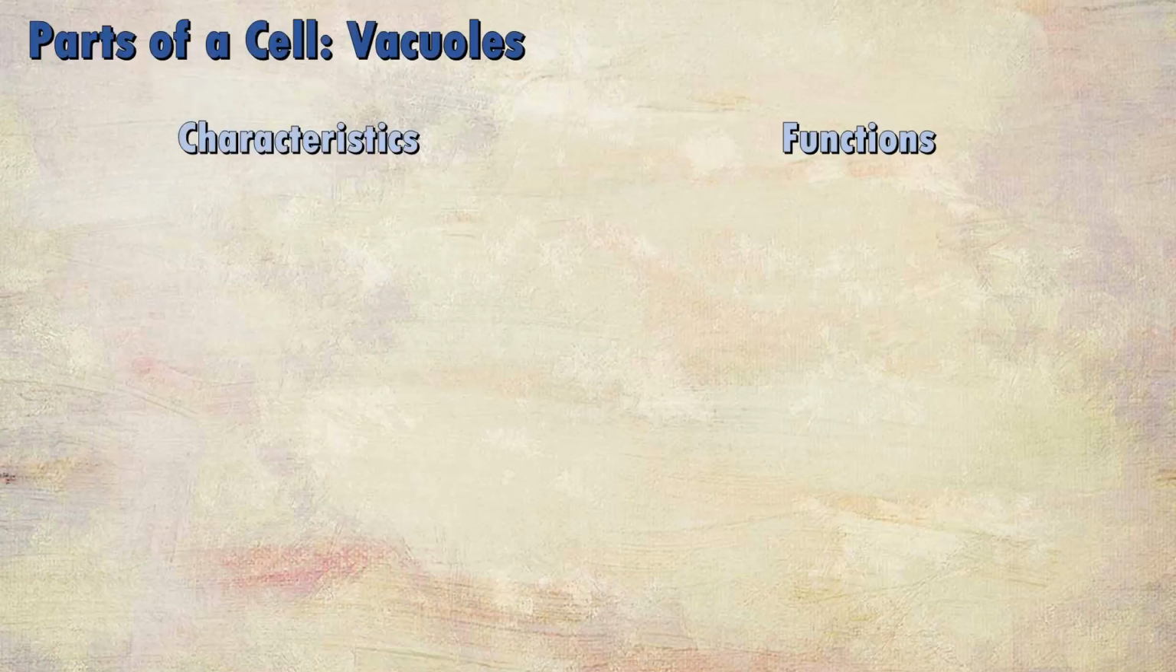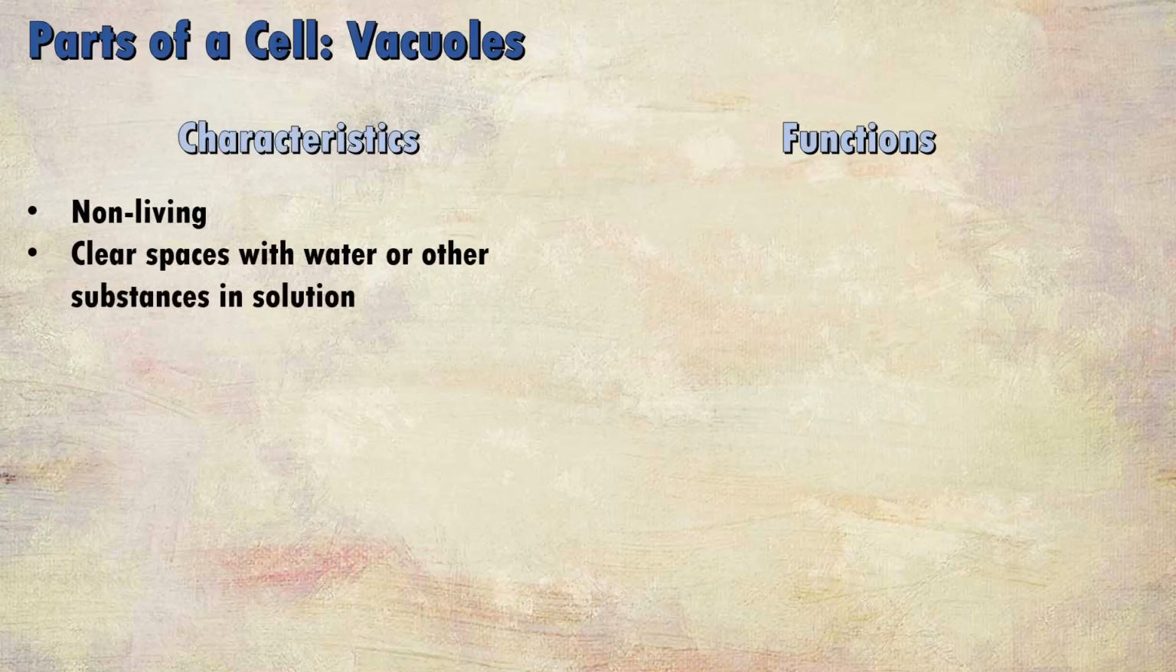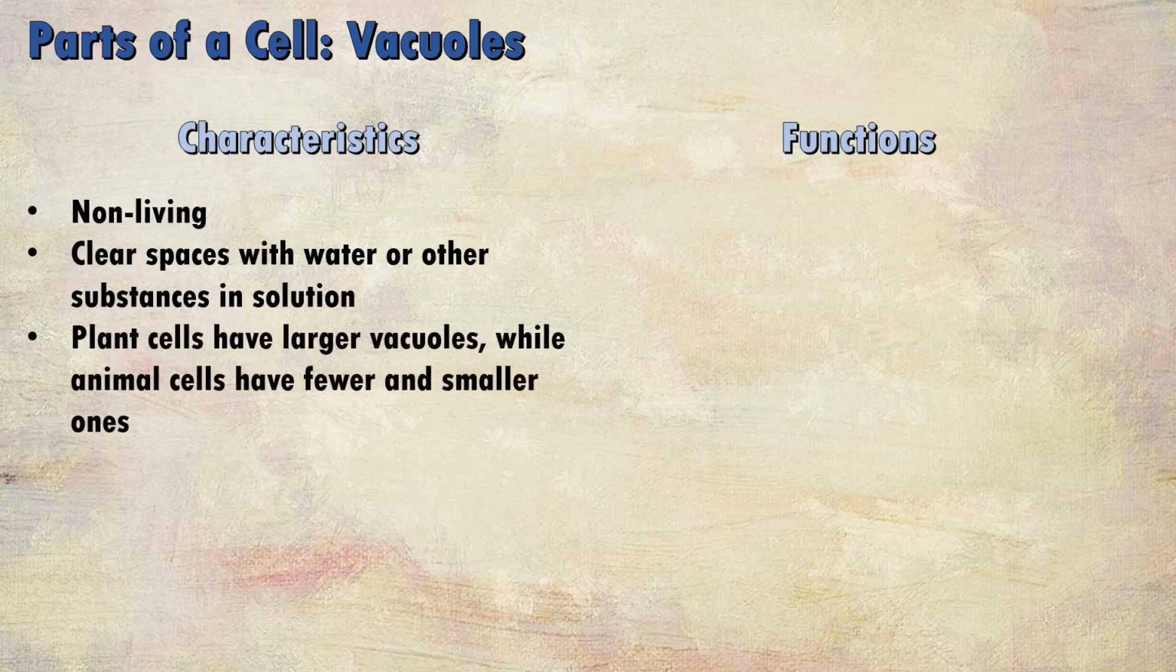Next is vacuoles. The characteristics are, they are non-living. They are clear spaces with water or other substances in solution. Plant cells have larger vacuoles, while animal cells have fewer and smaller ones. They have a covering called tonoplast.